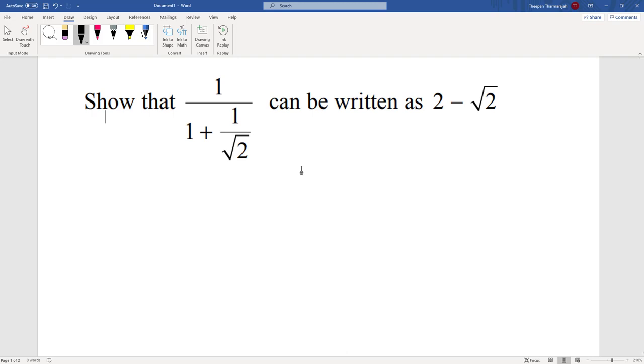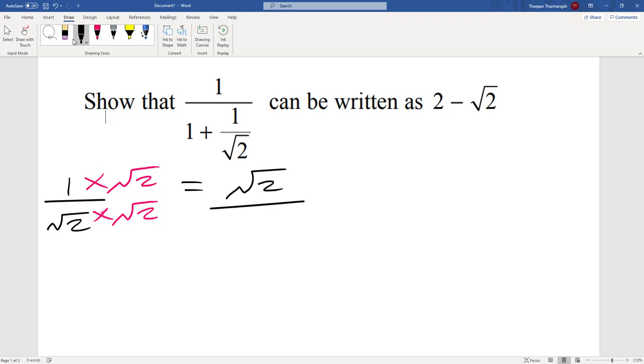Okay, welcome back. So you want to show that 1 over (1 plus 1 over root 2) is the same as 2 minus root 2. So let's deal with this 1 over root 2 first. Let's rationalize that. So multiply this by root 2 and multiply this by root 2. Now that's going to give me root 2. Root 2 times root 2 is 2. Then we're going to do 1 plus root 2 over 2.